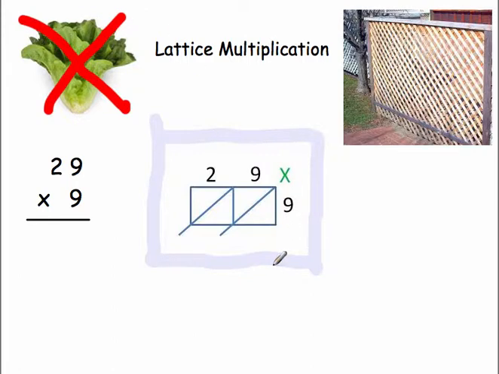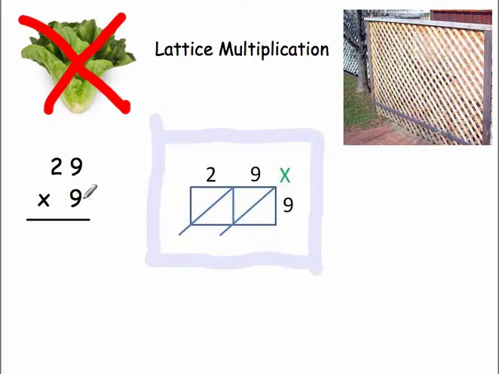For this method, we may use any size problem that we would like, so any number of digits times any number of digits. We'll start with a small one, 29 times 9. In order to set this problem up, you will need a series of boxes with diagonal lines. You will need, for the top number, the same number of boxes as there are digits. So it's a 2-digit number. I'll need 2 boxes up here.